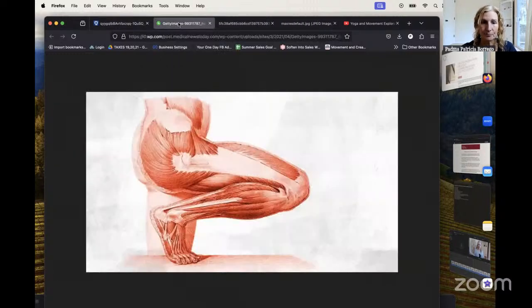Just a view of a bent leg. This is the outer leg, but you can see this kind of glute, TFL, ITB band, and then its connection to the knee and then to the lower leg.